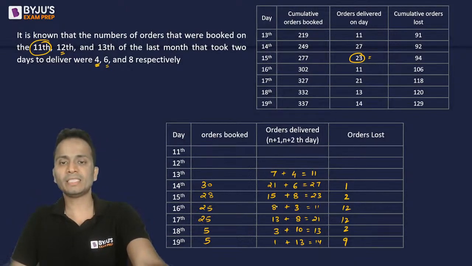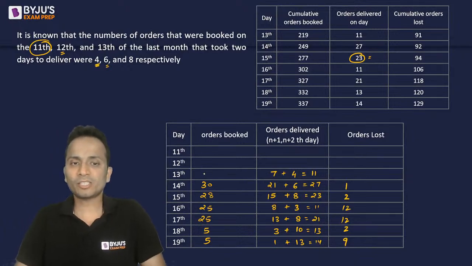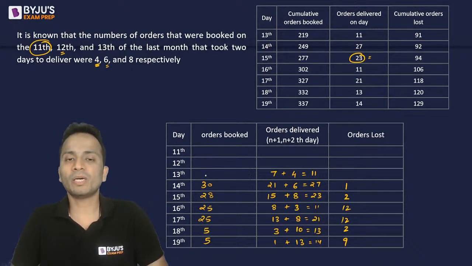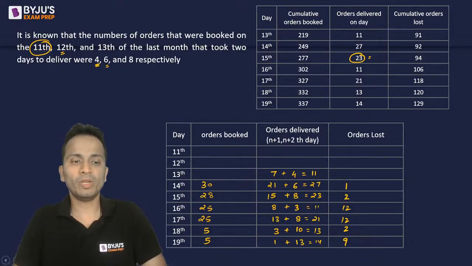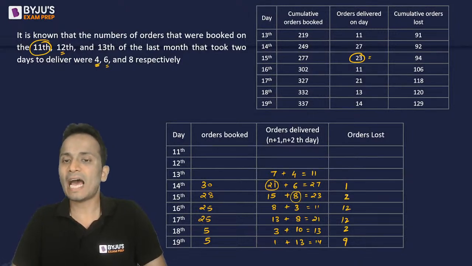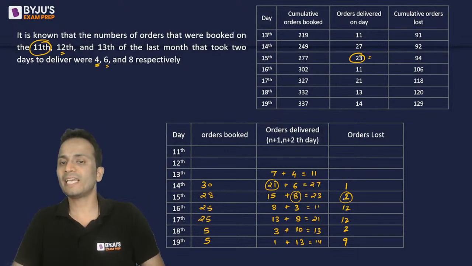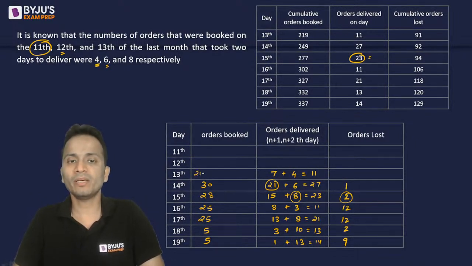Now, let's talk about the total number of orders which are booked on 13th. This number will be the sum of three numbers: the number of orders which are delivered the next day, the number of orders which are delivered the second day, and the number of orders which are lost the second day. So it will be 21 plus 8 plus 2, that is equal to 31.